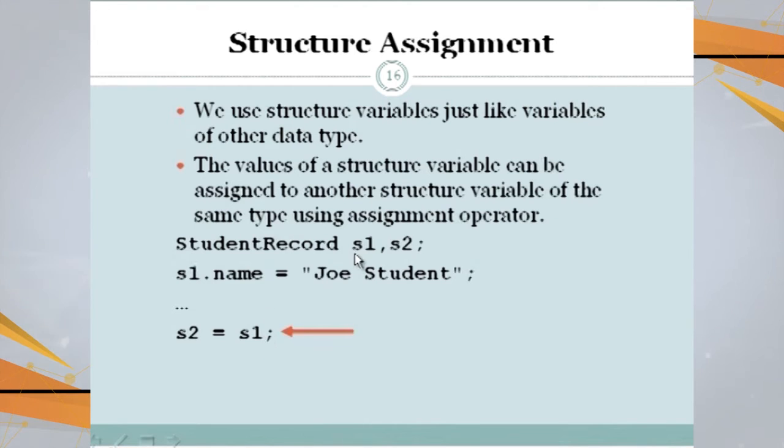Once all the members of S1 have been initialized, then you can simply use S2 = S1. This statement will initialize S2 with S1. It means that all the members of S2 will get initialized with the values of the members of S1.